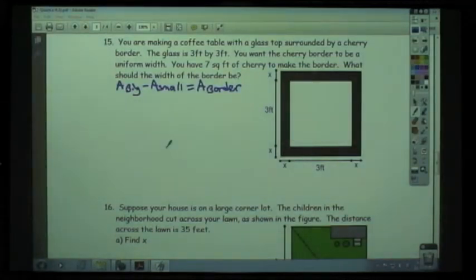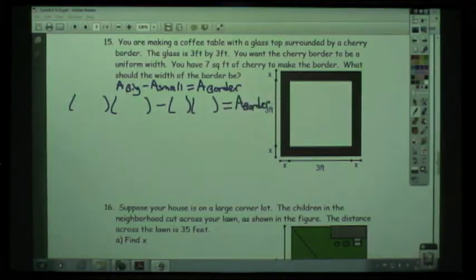Okay? So on this one, when you set this guy up, you're going to have the area of the big shape is going to be a length times a width. The area of the small shape is going to be a length times a width. And the area of the border is going to be something that is usually given to you, sometimes not. And so that's why I left this off for just a second.